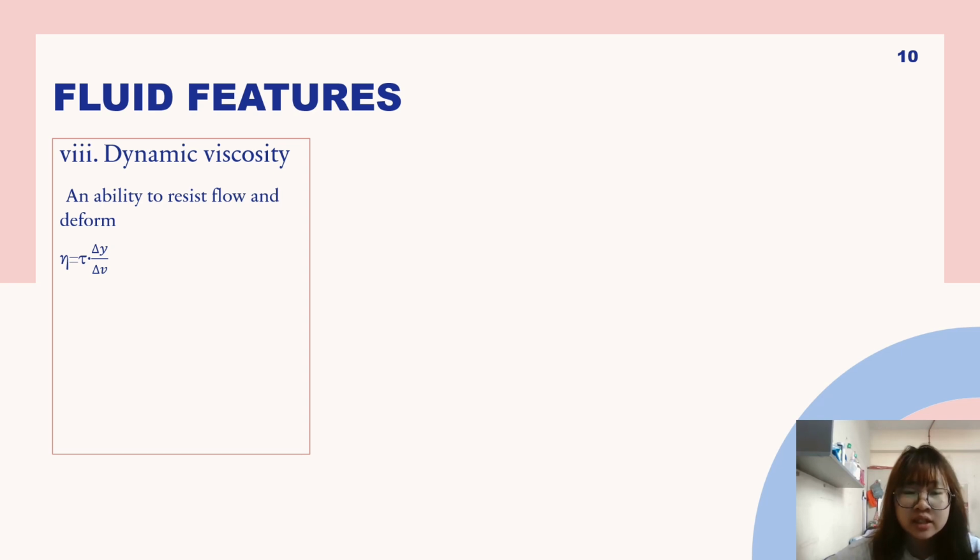Dynamic viscosity is an ability to resist flow and deform. Its formula is eta equal to tau times delta y over delta v. Dimension will be written as L squared times T to the power of -1. SI unit is m squared per second.